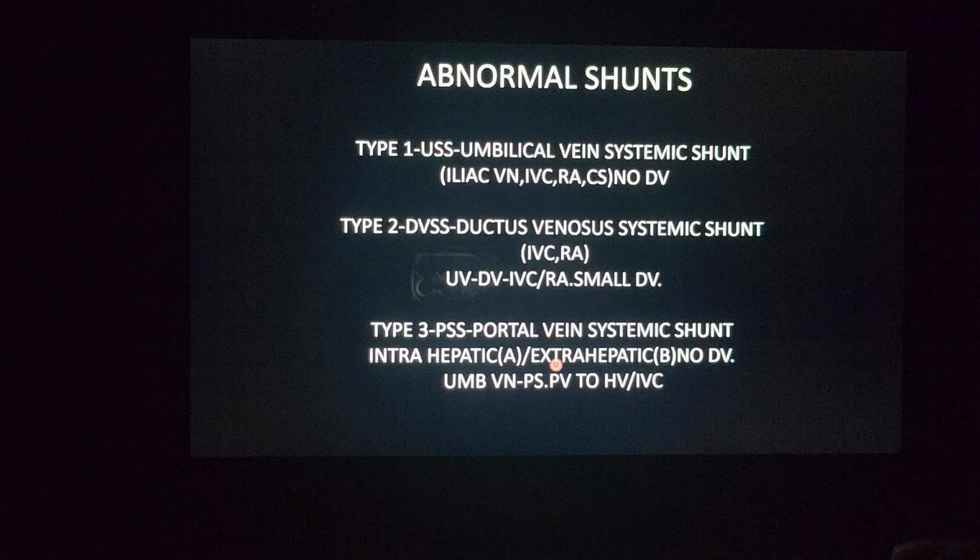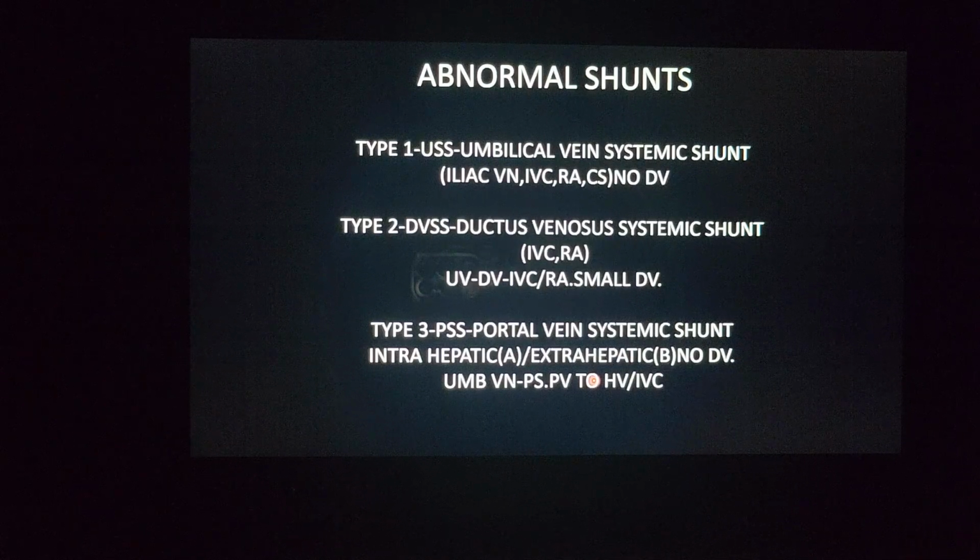Type 3 is portal vein systemic shunt. So here we can have the umbilical vein going to the portal sinus and then there is no ductus venosus. The portal vein, through one of its branches, can shunt into a hepatic vein or into the IVC. Thereby it gets classified into intrahepatic or extrahepatic, which is type 3A, type 3B.